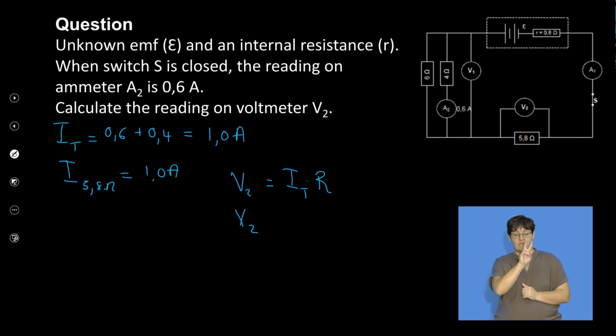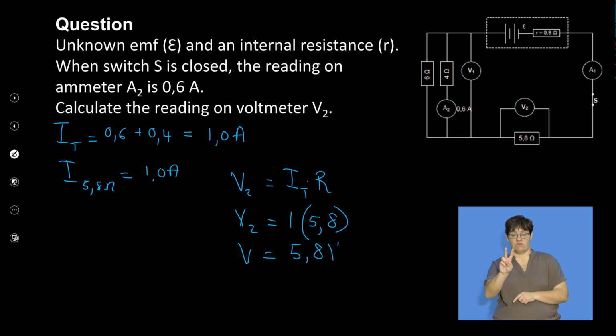So our V2 is equal to 1 multiplied by 5.8. Right, so V2 is equal to 5.8 volts. Now there's something also that you need to pay attention to. If V2 is 5.8 volts, and we managed to get V1, I think V1 was 2.4, we'll verify that, 2.4 volts, so we are in a position to get a sense of the external voltage in the circuit, right?